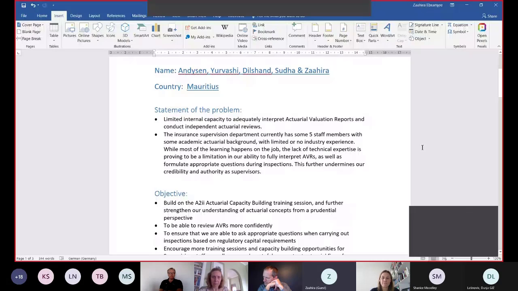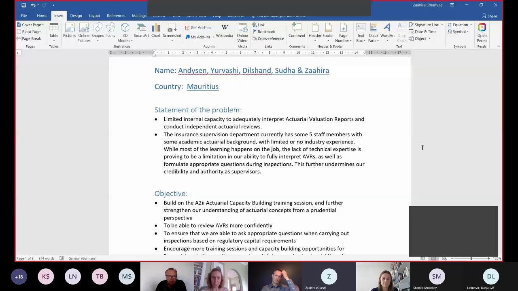So very briefly, our problem statement related to the limited internal capacity to adequately interpret AVRs and being able to conduct independent actuarial reviews. At the Financial Services Commission, there's about 5 of us, and we're relatively new to the department. We've got limited actuarial background and almost no industry experience. So most of the learning happens on the job, and there's a lack of technical expertise. That's a limitation in our ability to fully interpret AVRs, and also to formulate appropriate questions during inspections, and that can be quite intimidating.